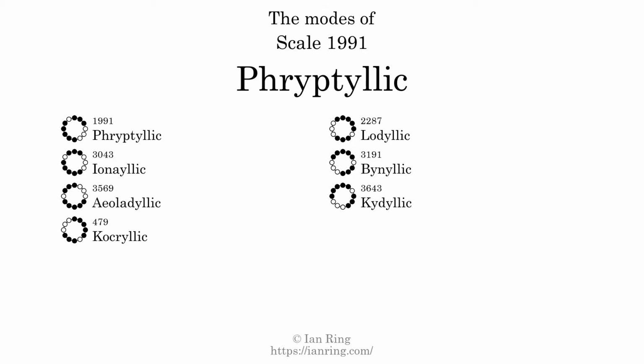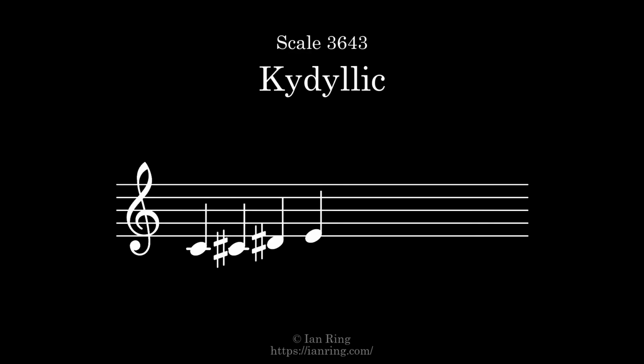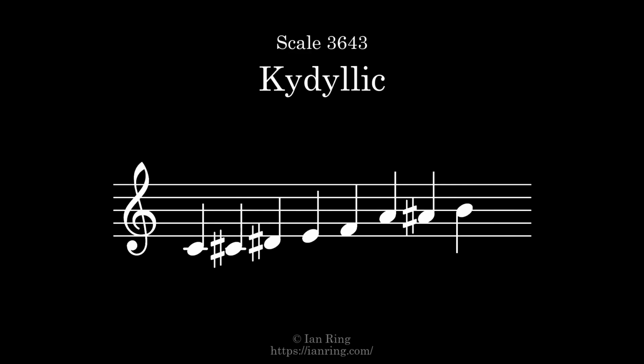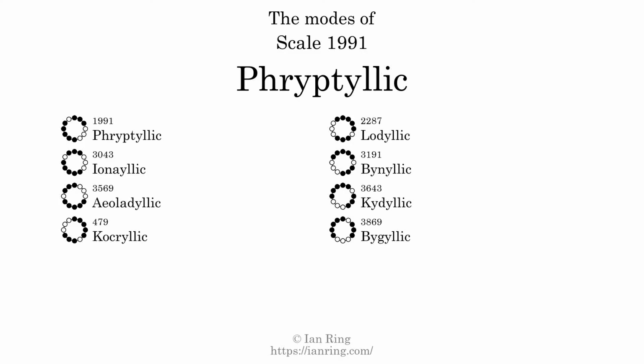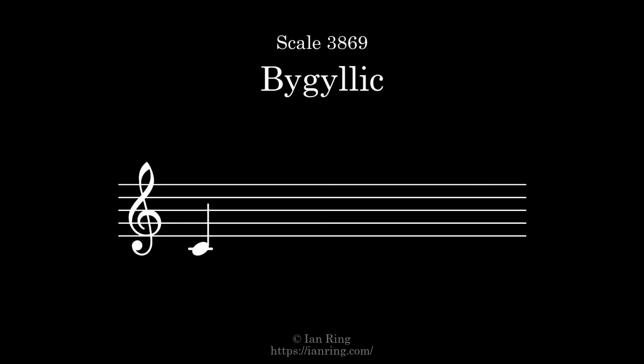The seventh mode is scale 3643, also known as octatonic. It sounds like this. The eighth and last mode is scale 3869, also known as Phryptyllic. It sounds like this.